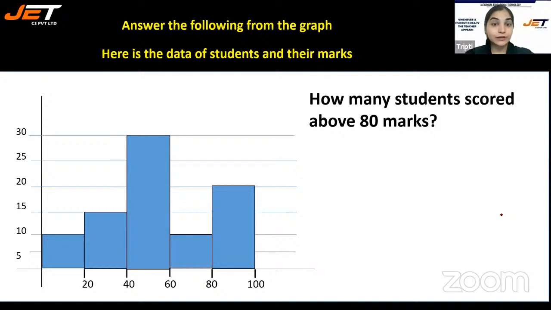Oh, I have one more data to show you. So above 80 is just 80 to 100, which is 20. 20 is the answer.